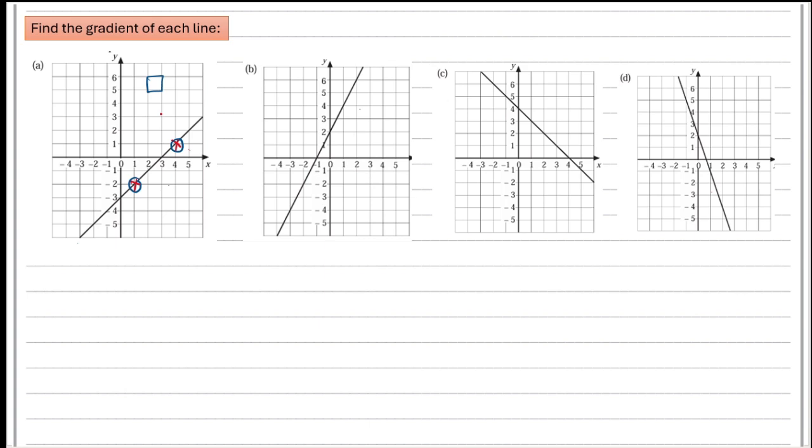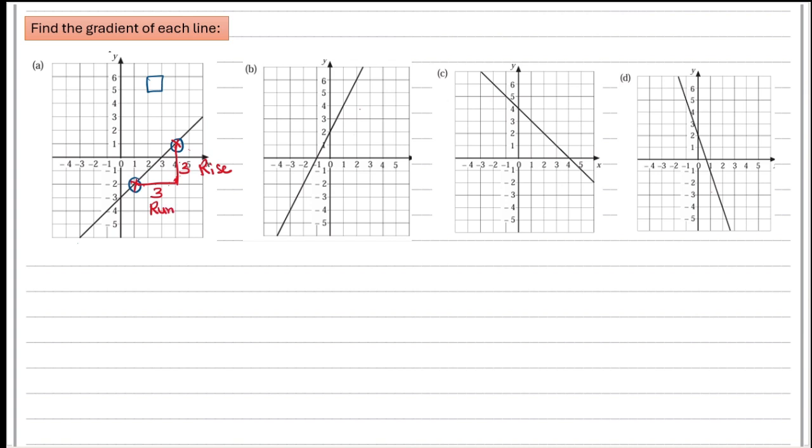Once we have a pair of points from our choices, we make a right angle triangle. Then we measure the height of the triangle. So that's 1, 2, 3. So that's 3. And instead of height, I'm going to call it rise because it goes up. Then we measure the horizontal length of the triangle. That's 1, 2, 3. So that's 3. And instead of horizontal length, I'm going to call it run because it goes across.